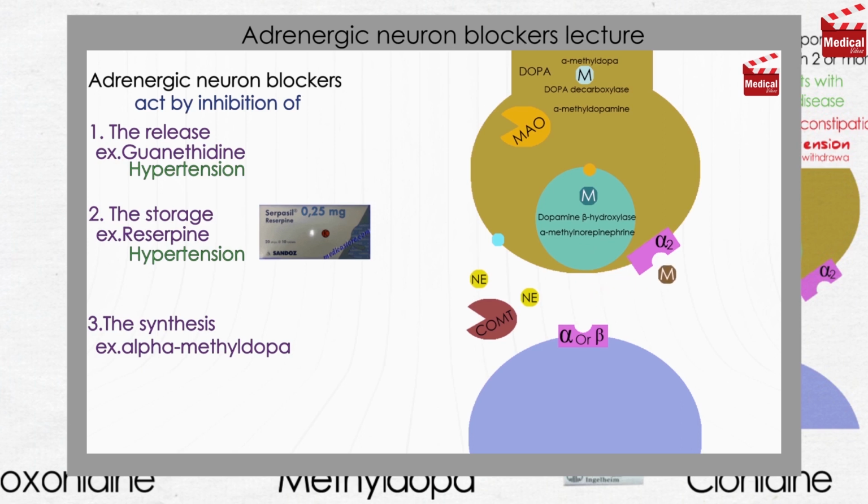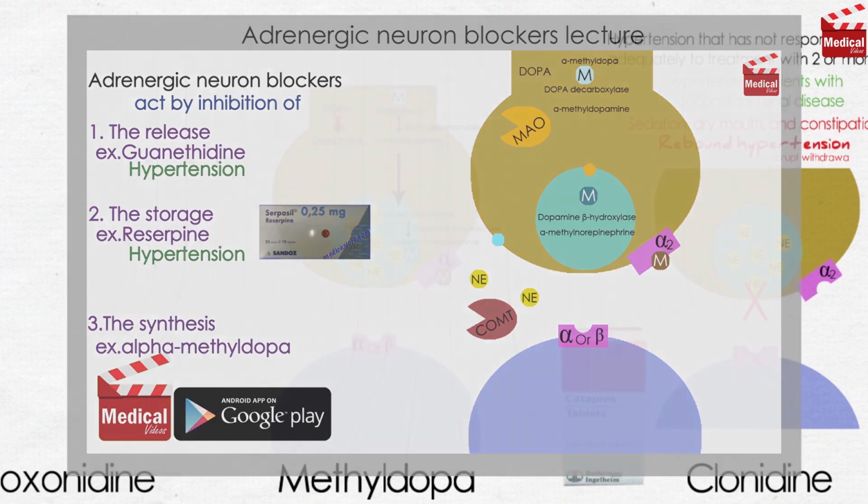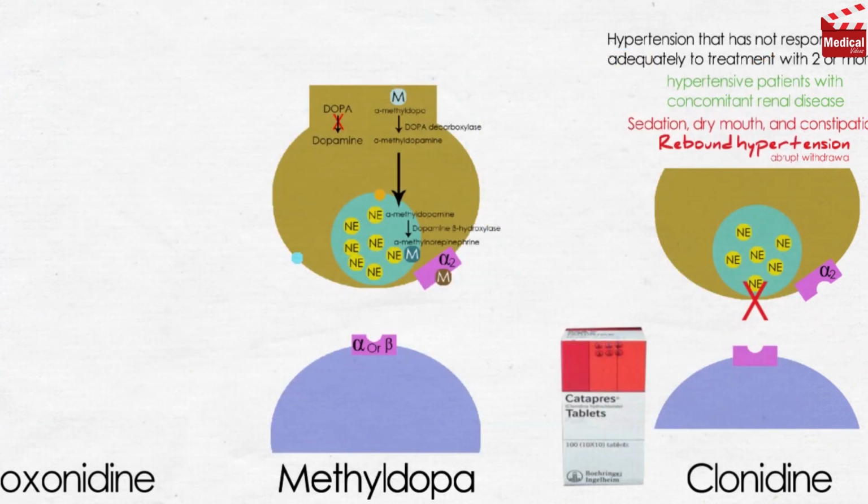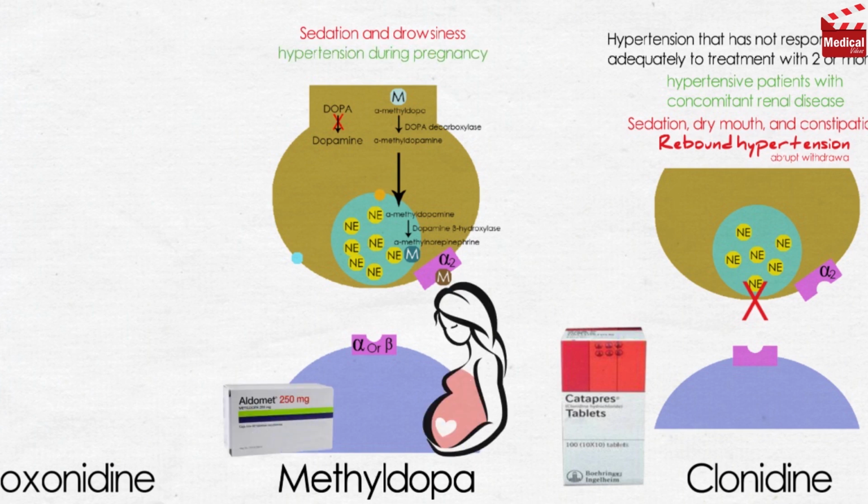Alpha-methylnorepinephrine is an agonist of presynaptic alpha-2 adrenergic receptors. Activation of these receptors in the brainstem inhibits sympathetic outflow and lowers blood pressure. The most common side effects of methyl-dopa are sedation and drowsiness. It is mainly used for management of hypertension in pregnancy.